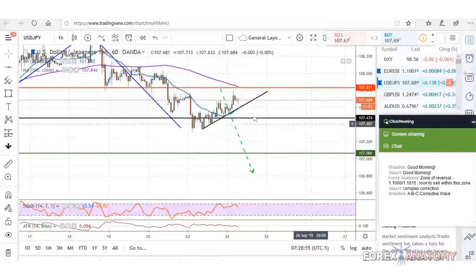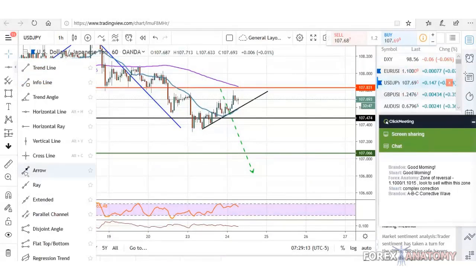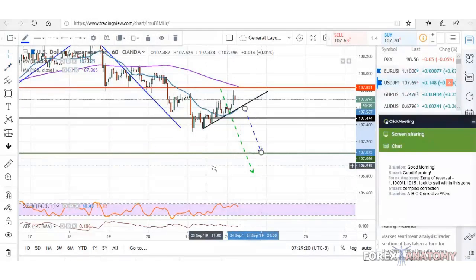Right here, you can just wait for price to give you more bearish confirmation. If you see a break and close of this ascending trend line, which is acting as a counter trend line, if we see a break and close of this trend line, then what we can do is look for an opportunity to sell this pair and take it all the way down to this area right here.